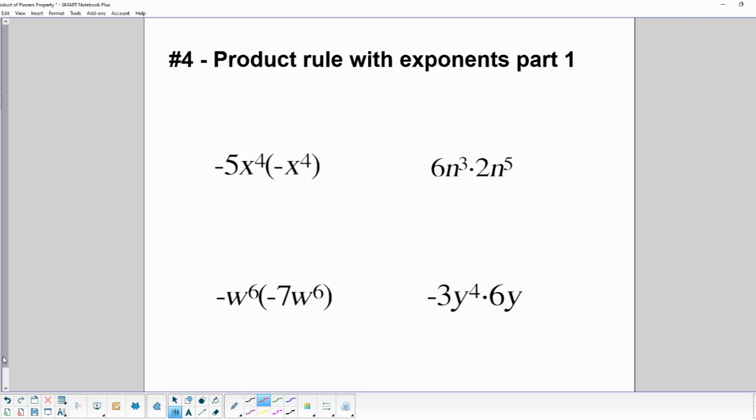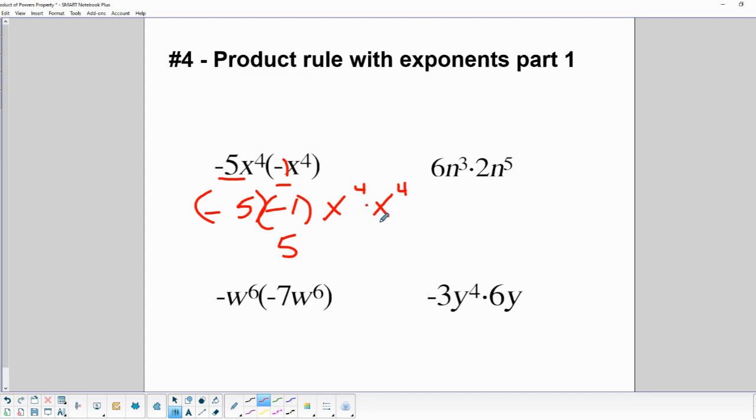Okay, now here's another rule. It's called the product rule with exponents, part 1. So to do this one, you have to multiply all of this times all of this. And keep in mind, if there's no number in front of that x, there's a 1 there. So the way we break this down is we just do the numbers multiplied together. Negative 5 times negative 1. And then we do the exponents. X to the 4th times x to the 4th. So negative 5 times negative 1 would just be 5. And x to the 4th times x to the 4th would merely be x to the 8th power. So look at that. We multiplied a couple of integers, and then we added a couple of integers to solve this complex-looking problem. All right, let's do another one.